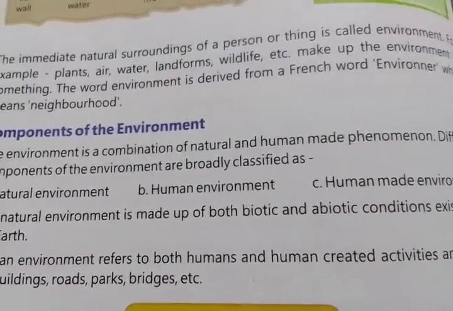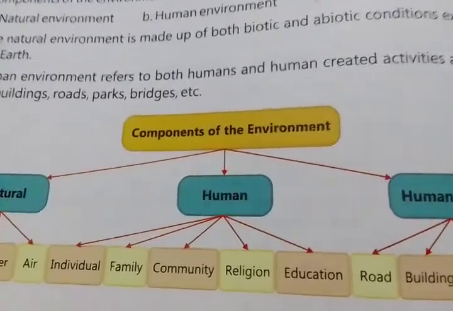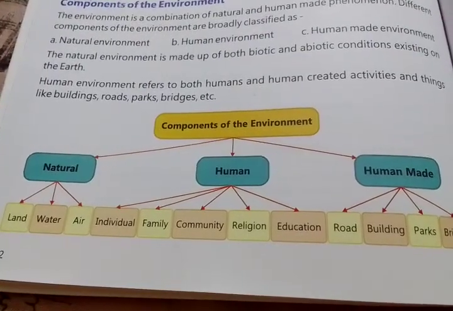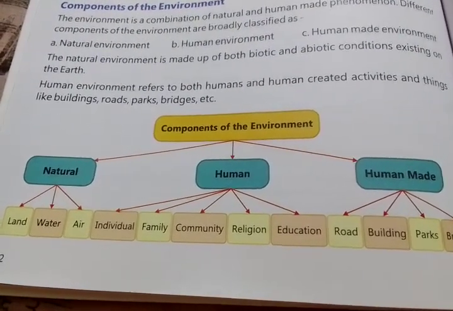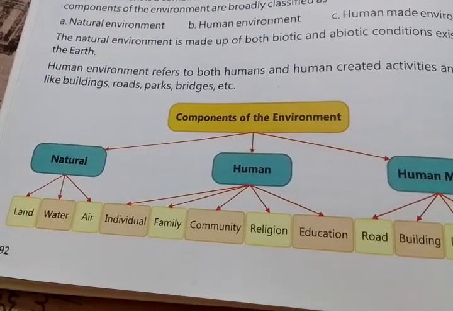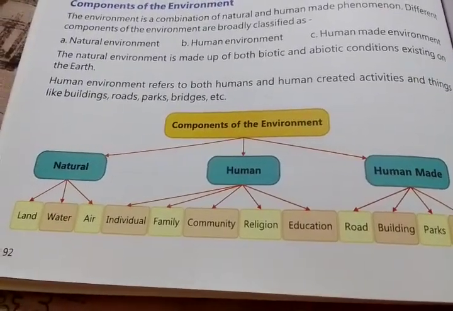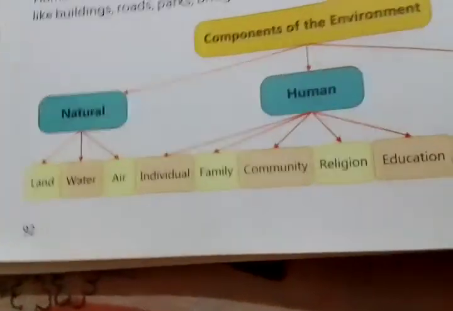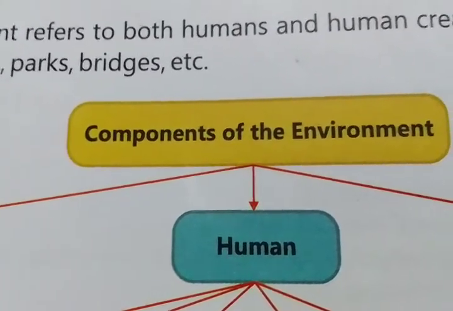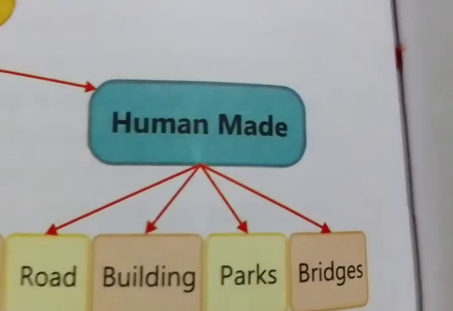So what are the components of the environment? The environment is a combination of natural and human-made phenomena. And the different components of the environment are classified like this. Firstly, natural environment, next human environment and human-made environment. So, the different components of the environment are broadly classified as natural environment, human environment and human-made environment.